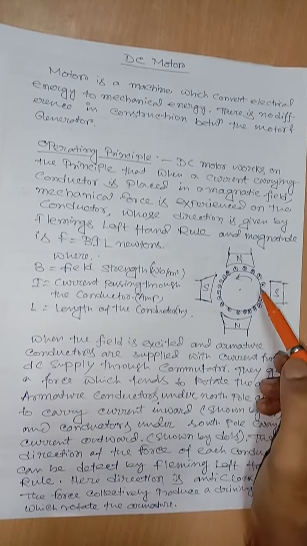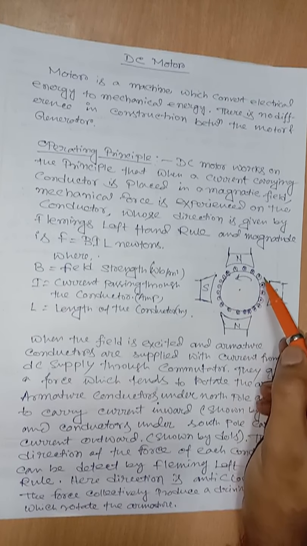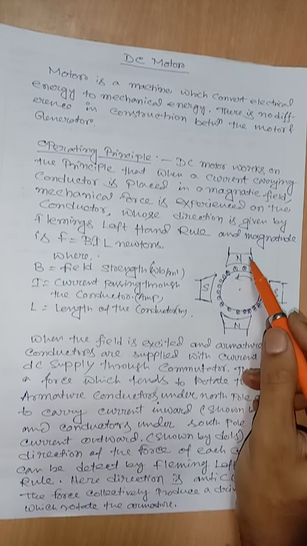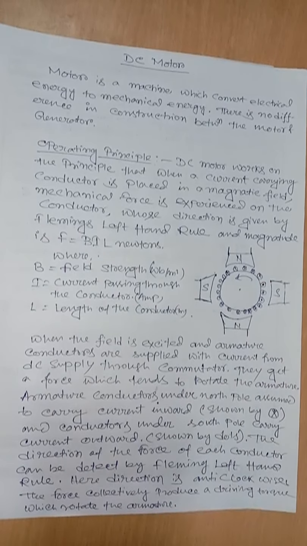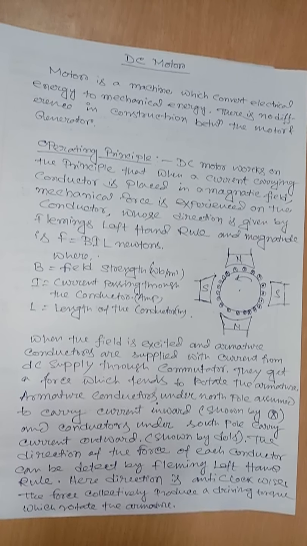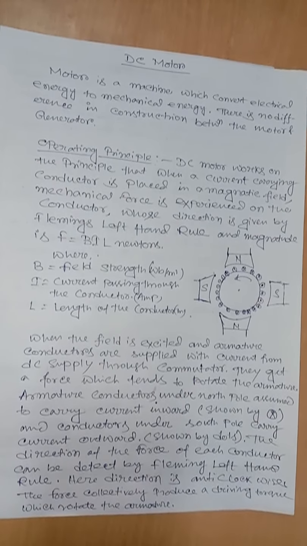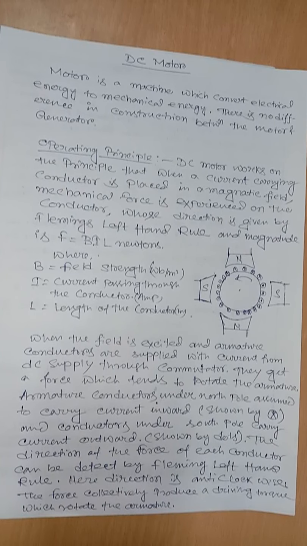So basically these are the armature conductors, and these are the field poles N, N, S, S. When we apply the DC supply through the commutator, each of the conductors generates a force, and all these forces add together to produce a driving torque which sets the armature rotating.